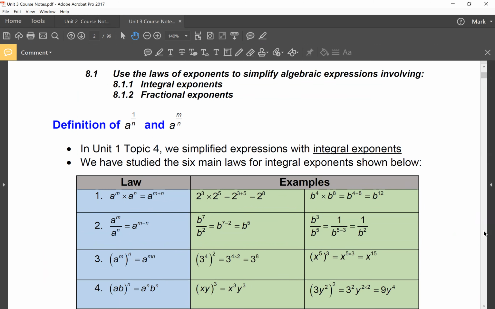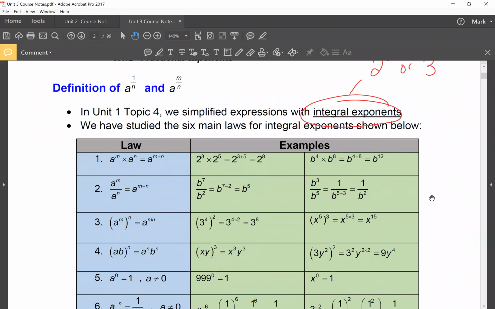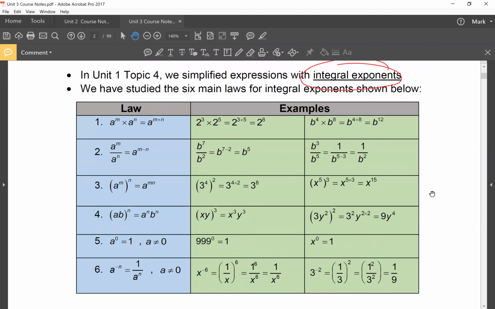In Unit 1, Topic 4, a long time ago, back in early May, we looked at expressions with integral exponents, like 2 squared or 3 to the minus 2. But in this section, we're going to look at the possibility of fractional exponents. And we've looked at 6 laws for exponents, shown below.